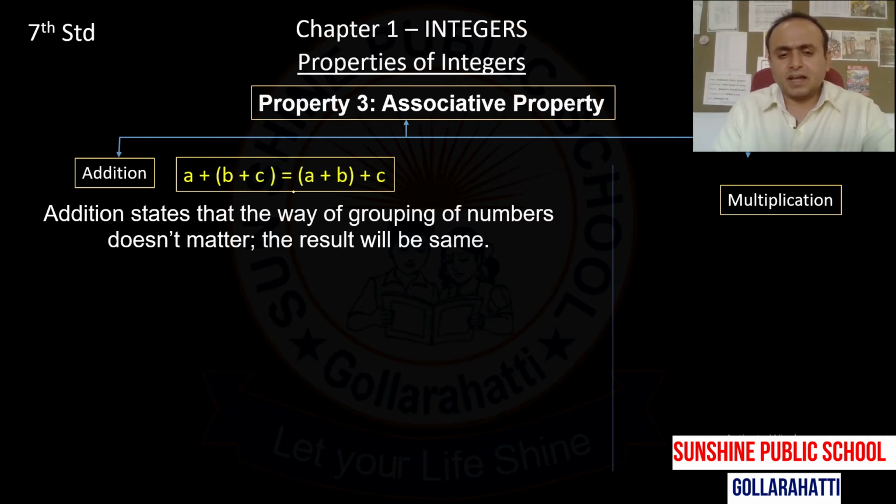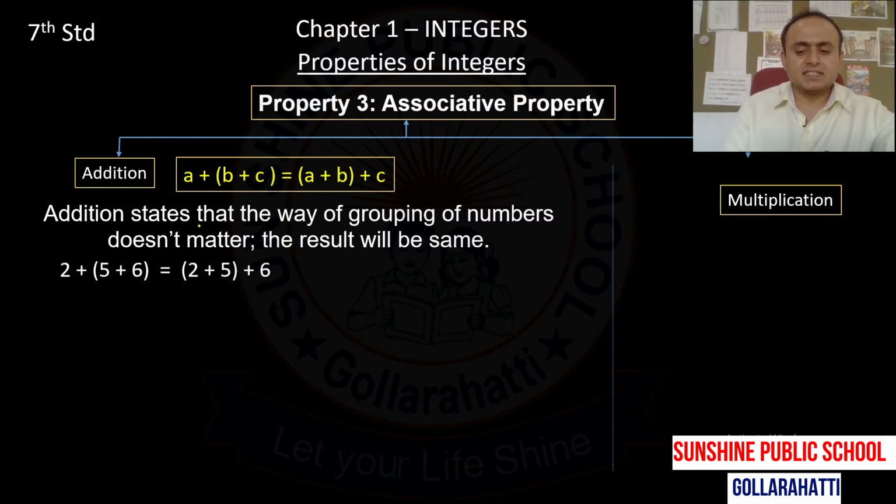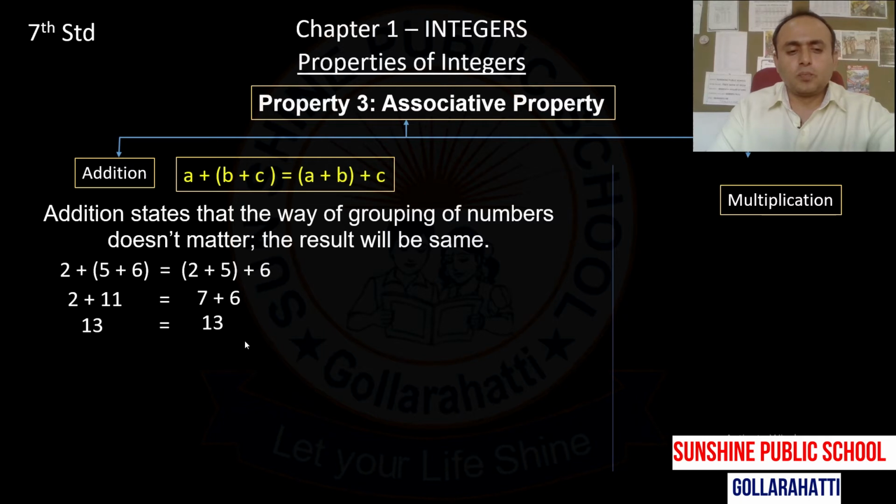be same. First is example: 2 plus 5 plus 6 is equal to 2 plus 5 plus 6. 5 plus 6 is 11. So 2 plus 11 is equal to 2 plus 5, 7 plus 6 ಆಗುತ್ತೆ. So there will be 11 plus 2, 13, 7 plus 6, 13. So here, ಯಾವುದೇ ರೀತಿ group ಮಾಡಿ ಕೂಡ add ಮಾಡಿದ್ರು ಕೂಡ the answer will be same.